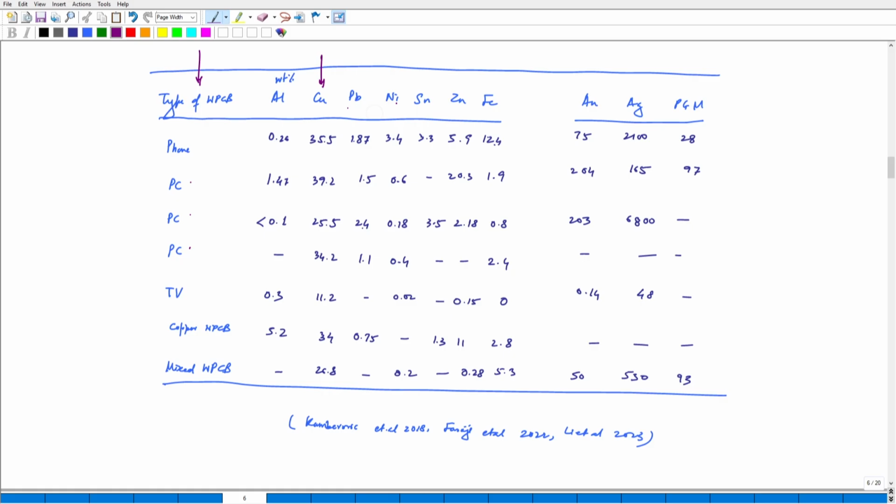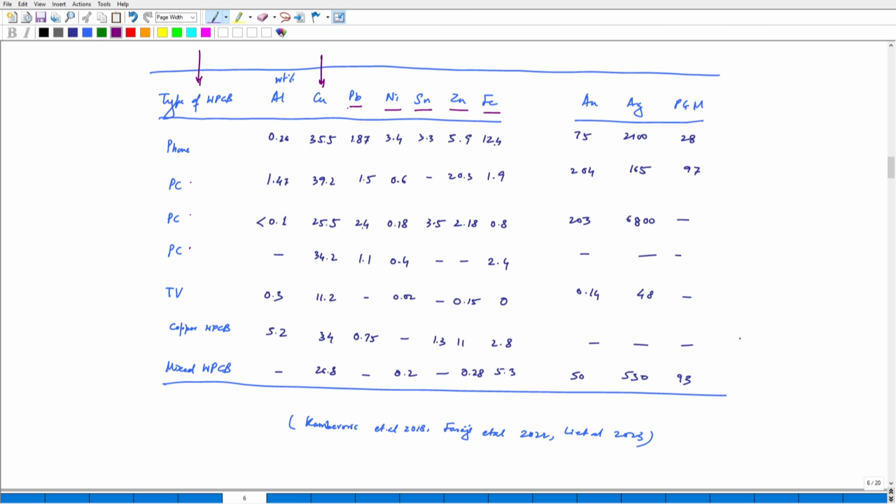In PCB, we see that copper is one of the most important elements, along with elements like lead, nickel, tin, zinc, iron, and of course we also have gold, silver and platinum group metals. Of course, this is presented separately because the units are different. The units are in parts per million.